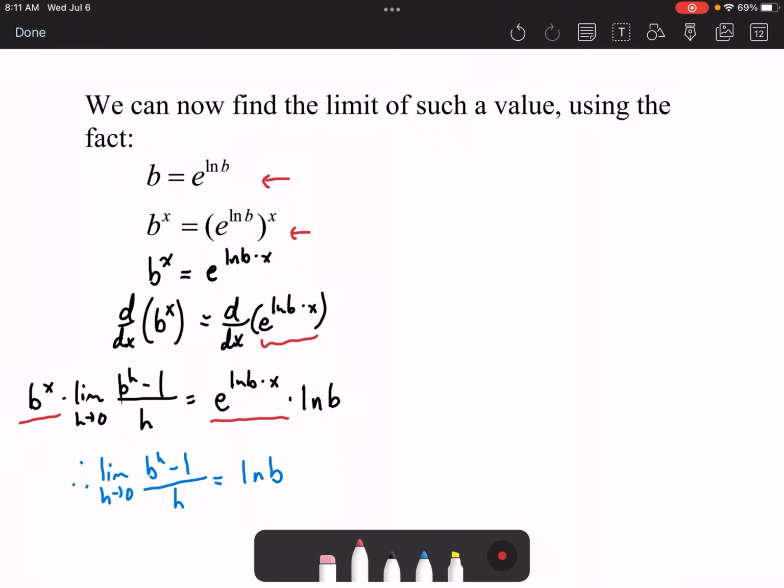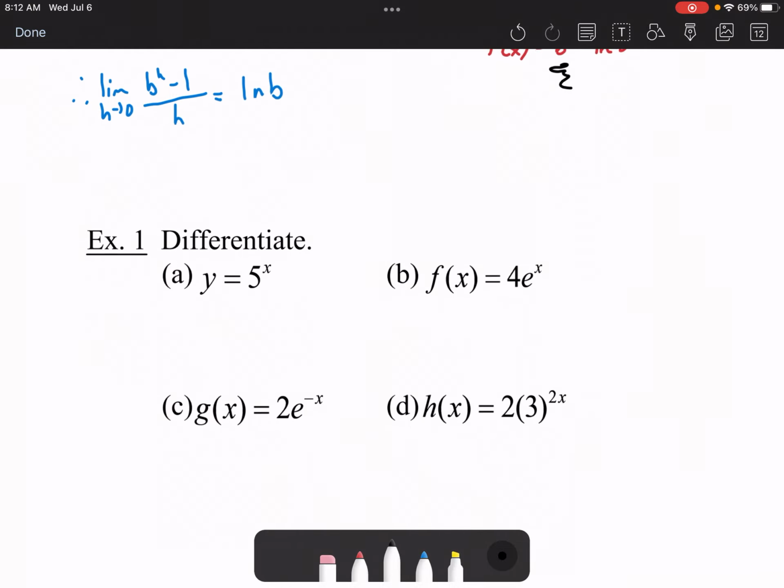That means if f of x is equal to b to the x, then the derivative of such a thing is just b to the x times the natural logarithm of whatever the base is. And you'll see if that base was e, this is going to cancel out because ln e turns out to be 1. So now we can find the derivative of any exponential function with any base. Okay, so let's apply this.